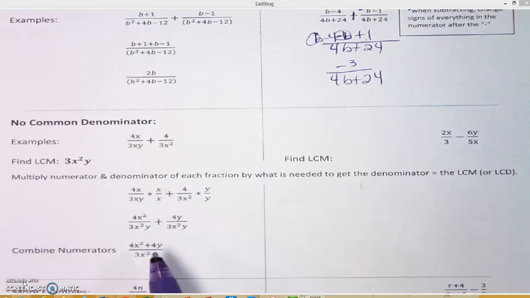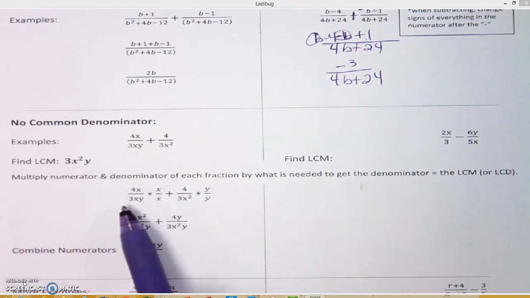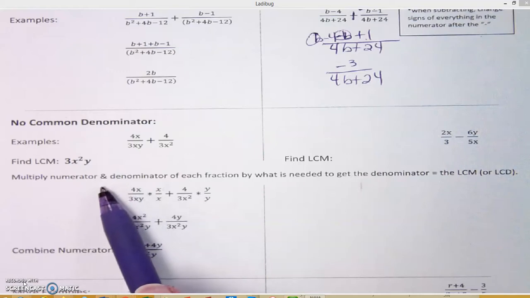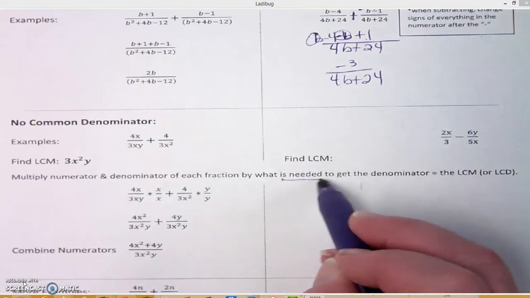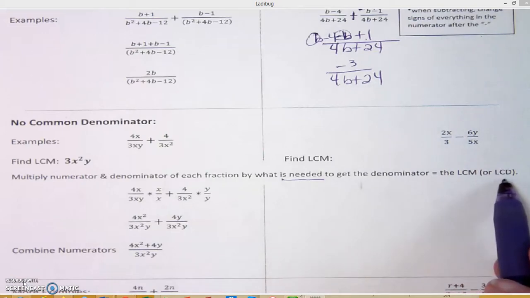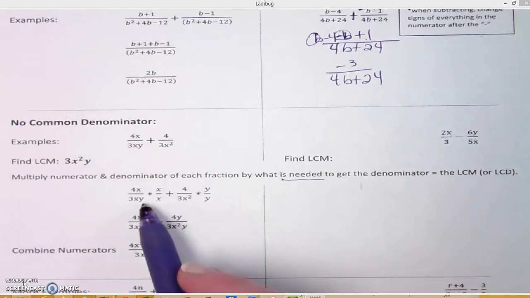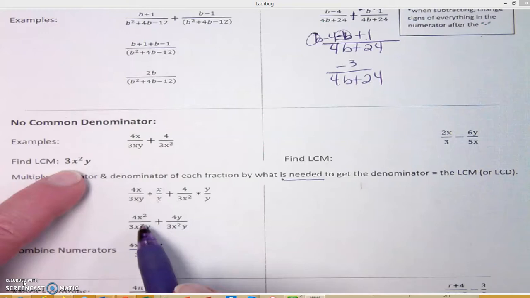This is going to be now your common denominator, but you have to get there. So you're going to multiply your numerator and denominator of each fraction by what is needed to get the denominator to equal the least common multiple, or sometimes least common denominator. So my first fraction, 4x over 3xy. What do I need to get to my least common multiple? I need another x. I need to get to an x squared. So if I multiply that denominator by an x, I will get to 3x squared y.